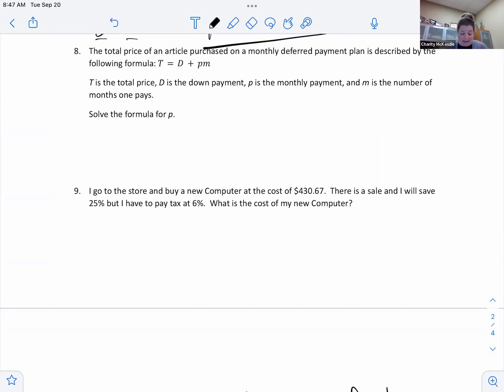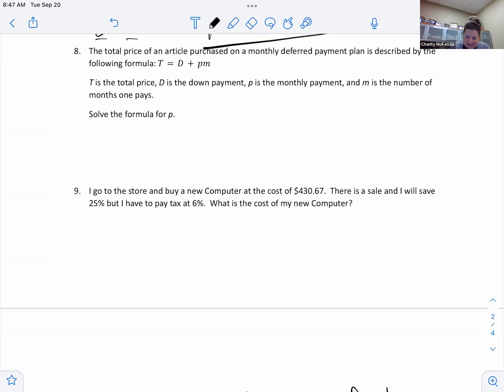All right, number 8, the total price of an article purchased on a monthly deferred payment plan is described by the following formula. T equals D plus PM. T is the total price, D is the down payment, P is the monthly payment, and M is the number of months one pays. Solve for P. That's a lot of words for solve for P.